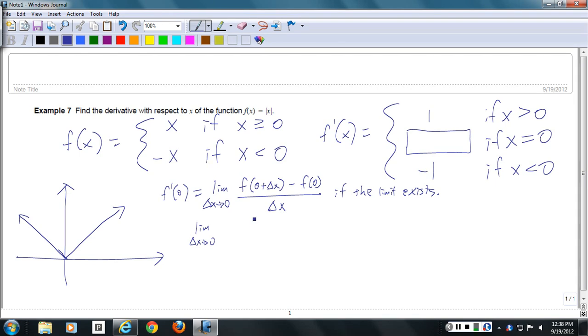So let's see, the limit as delta x approaches 0 of f of 0 plus delta x, let's go ahead and say that's the absolute value of delta x, minus the absolute value of 0, over delta x. The absolute value of 0 is 0, certainly. So maybe just say the limit as delta x approaches 0 of the absolute value of delta x over delta x.